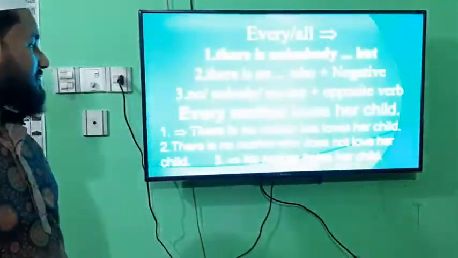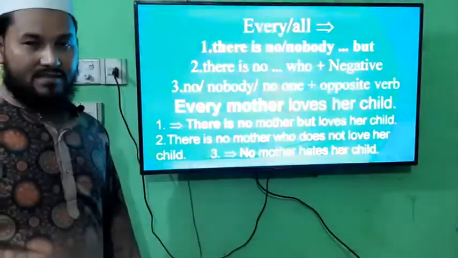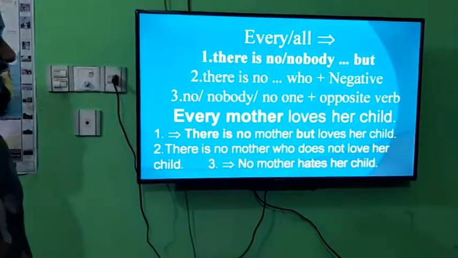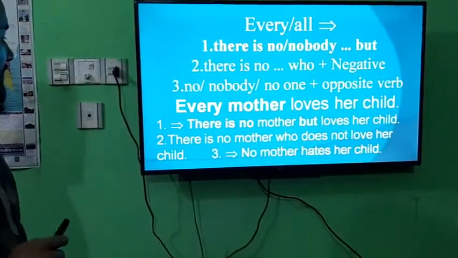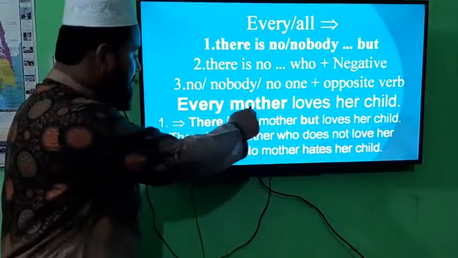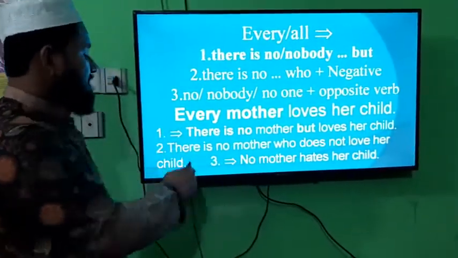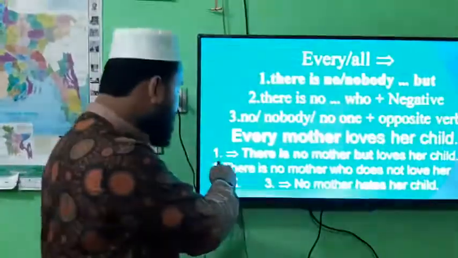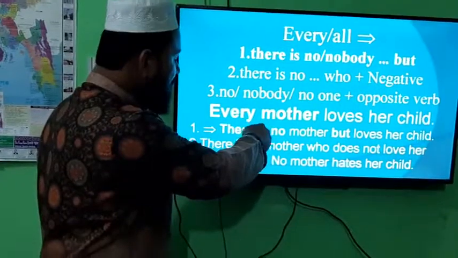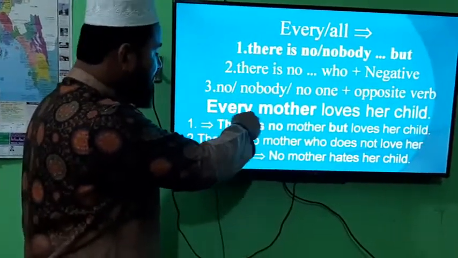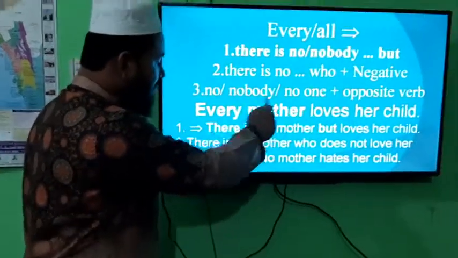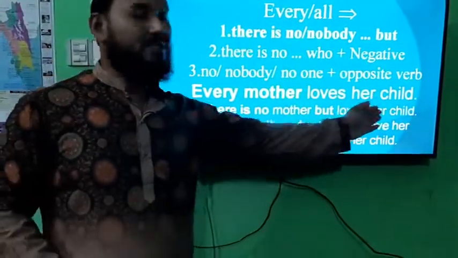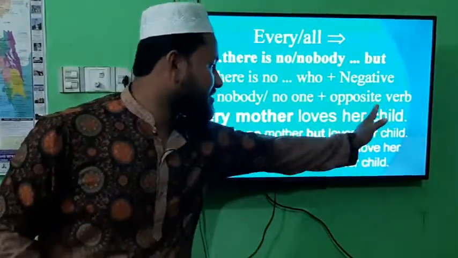For example, every mother loves her child. Listen carefully and see it very minutely. Every mother. So at first you have three options, three ways to answer. First, there is no mother. Instead of every, I have used there is no, and the next word mother. There is no mother, then I use but, and loves her child, the other parts of the rest of the sentence, okay?